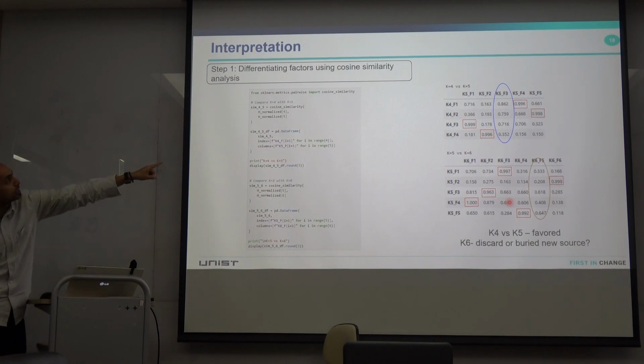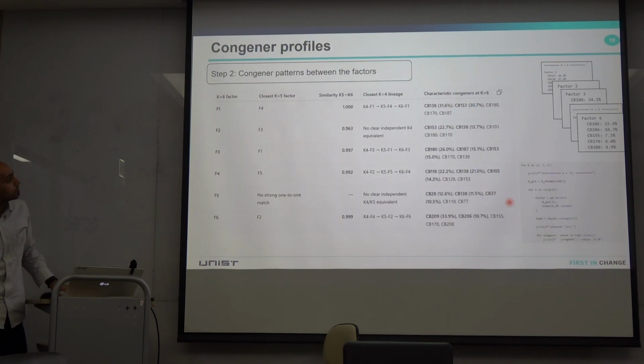What we are left with is this. K4F1 is similar to K5F4, right? Like that I've marked all the similar ones. Trap all the dissimilar ones. You will form something like this. You see?